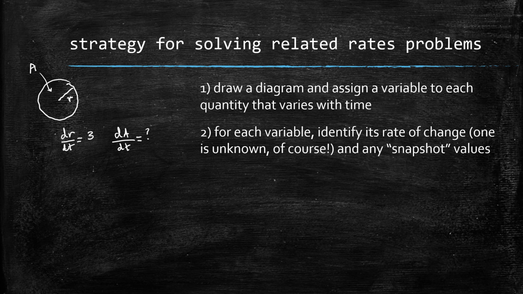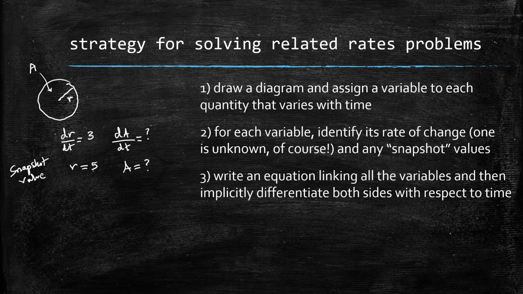Now the snapshot values, as we saw before, you have to pick a radius at which to calculate the rate of change of the area. So just for contrast, let's say our snapshot value, we didn't do this in the table, we only went up to 3, but let's say we were interested when r equals 5. Now A also has a snapshot value at that time. When the radius is 5, obviously we could calculate the area, but we may not need that snapshot value, so we'll wait to see if it shows up in the equation. What equation? Well, that's the next step. You must write an equation linking all the variables and then implicitly differentiate it.